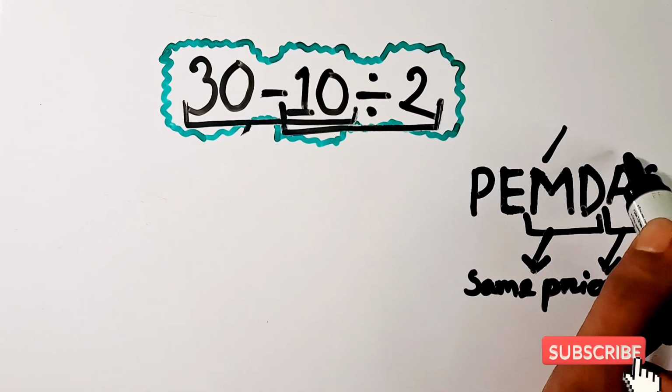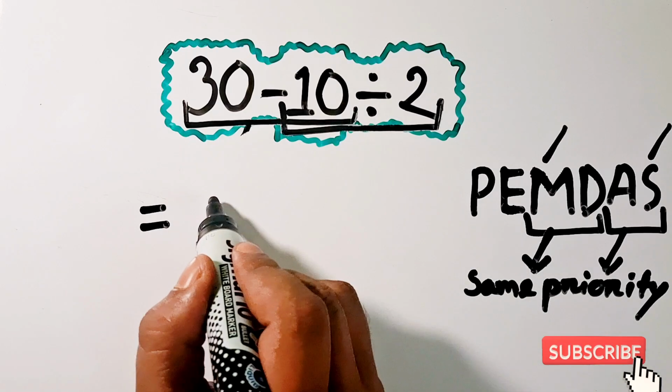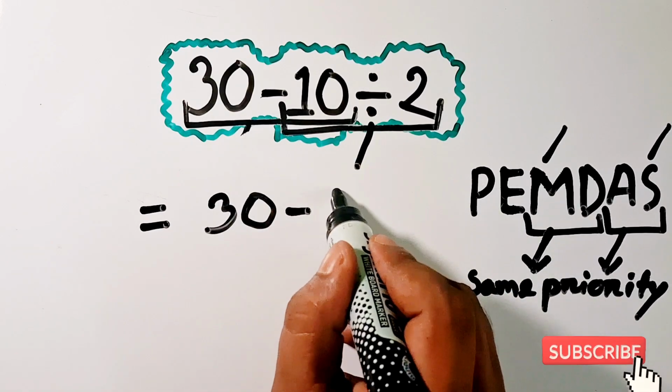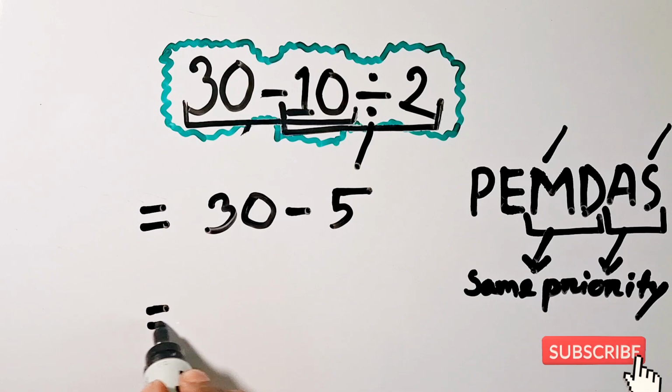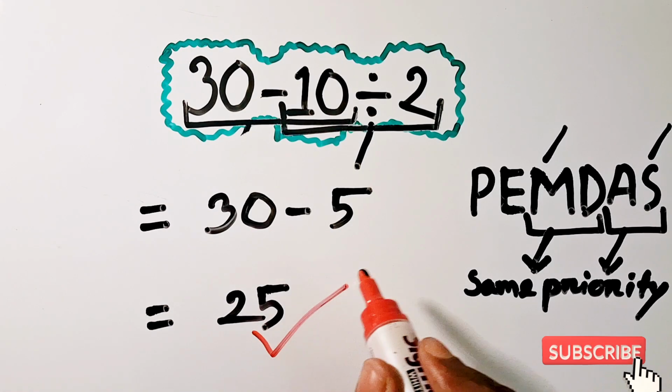So according to this rule, we will first do 10 divided by 2 is equal to 5. Then 30 minus 5 is equal to 25. It is the right answer.